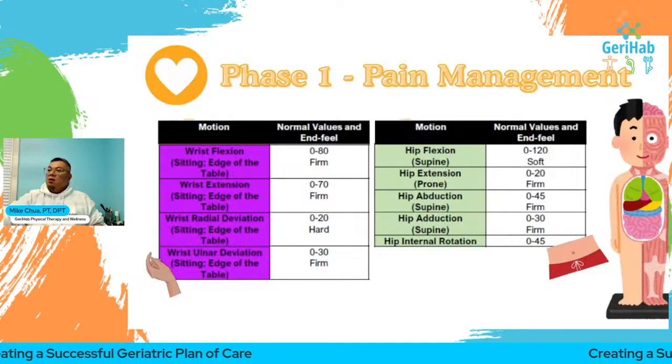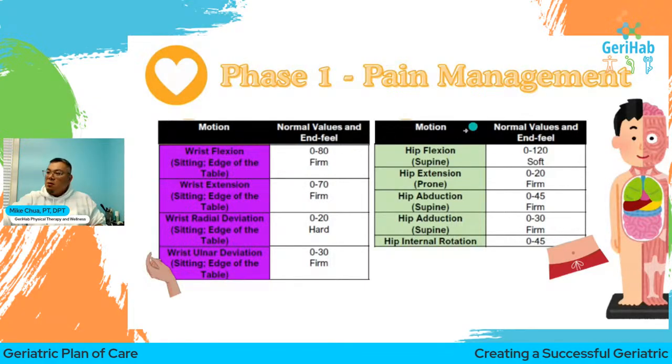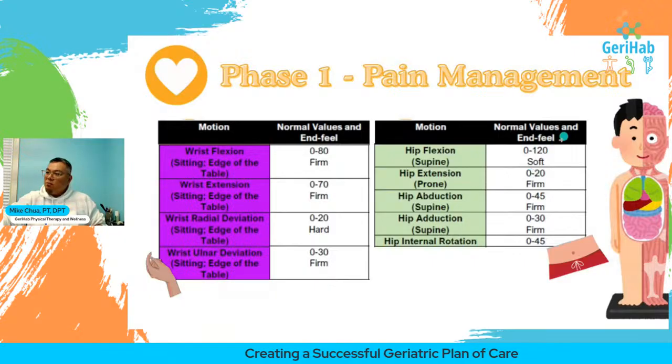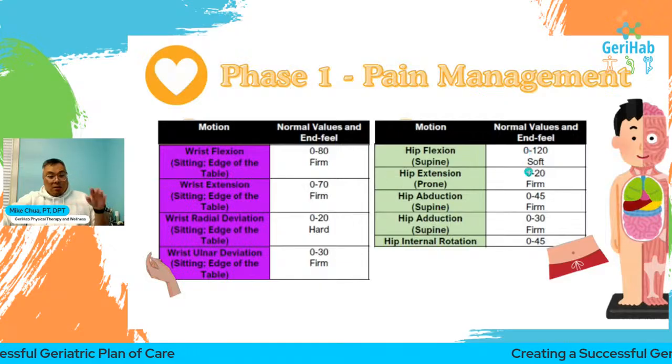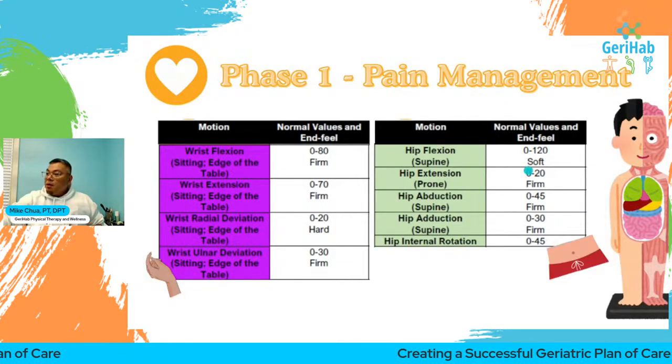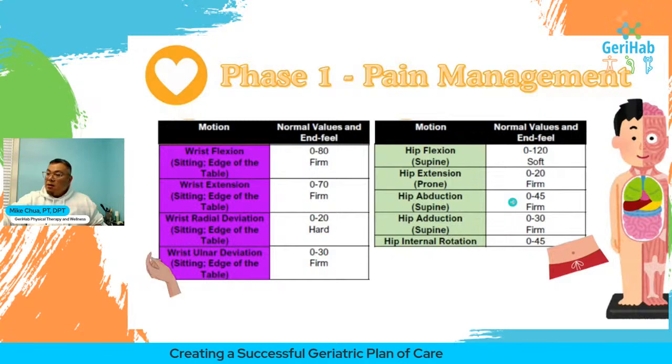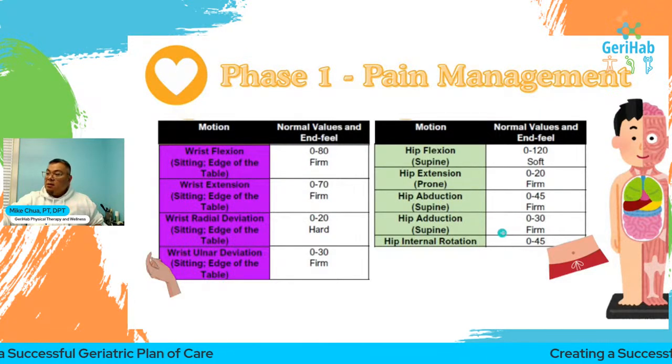All right. On hip flexion, look at those range of motion. Okay. I doubt some, I probably don't even have 120. So in supine, hip flexion is soft because of the quads and your abdominal area, right? Extension needs to be firm. All right. Abduction is firm, and then adduction is firm.